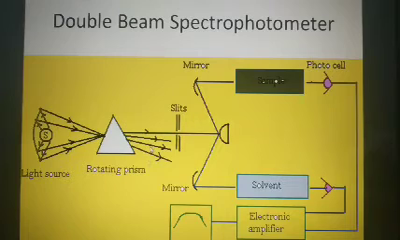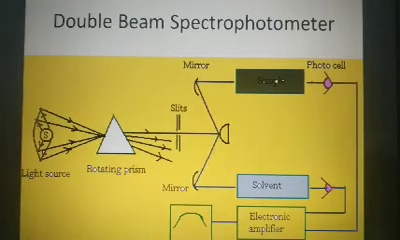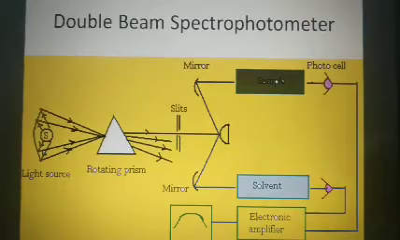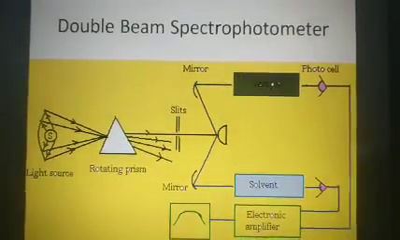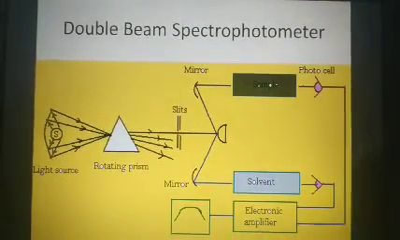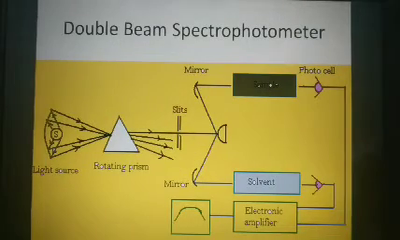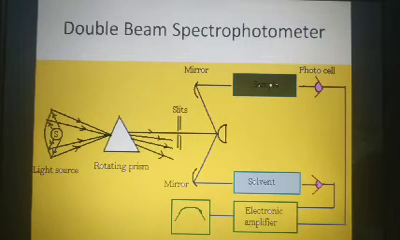This is a simple spectrometer, a double beam spectrometer. You will not be asked questions from this part in the annual examination. It is only for knowledge.